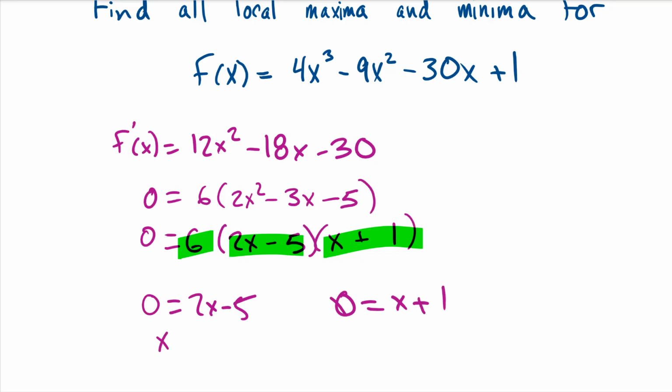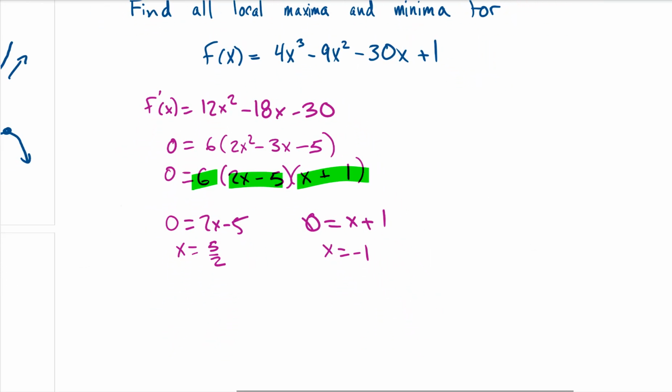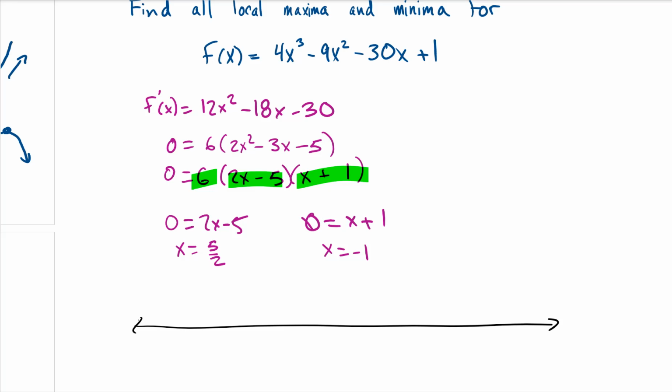So what do we have? Our x is equal to 5 halves and our x is equal to -1. Cool. We have now found the values where the derivative equals 0. So I'm just going to make a little boundaries here. X equals -1. And then we have x is equal to 5 halves. Just right here on these boundaries.